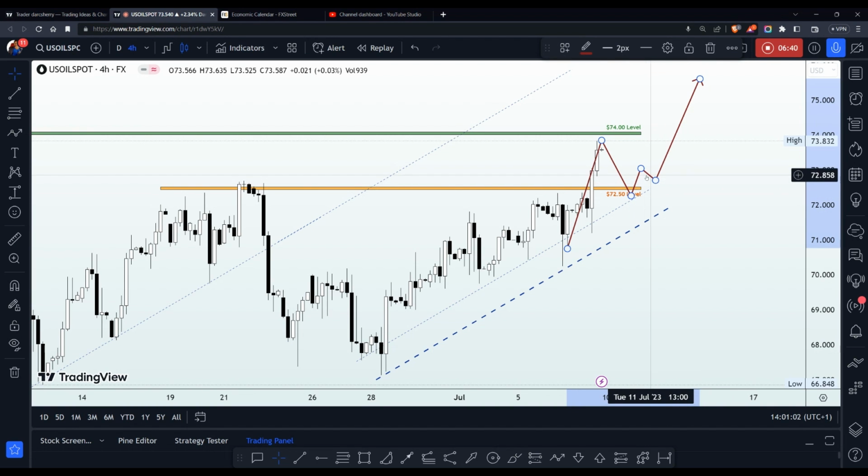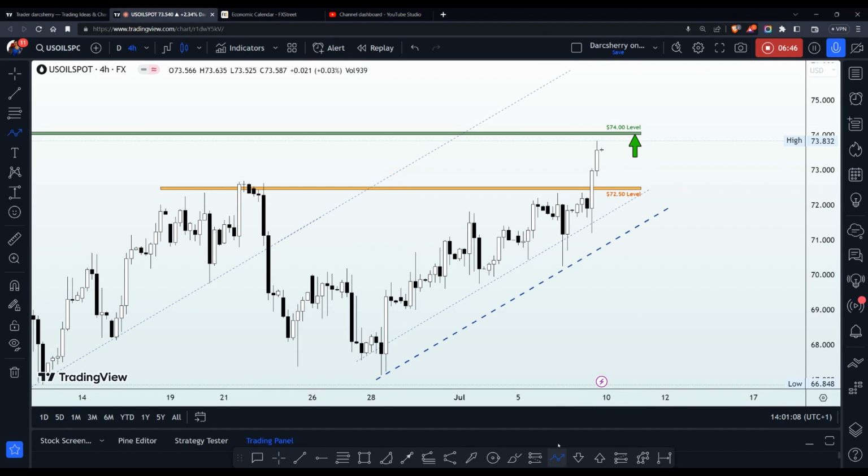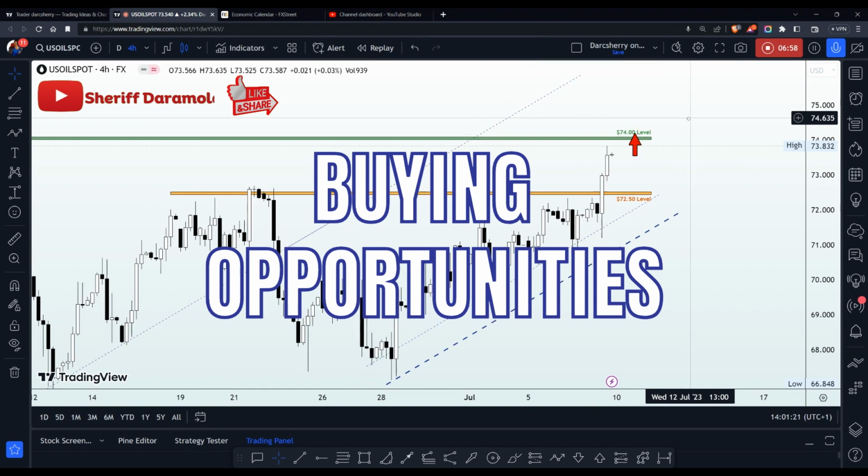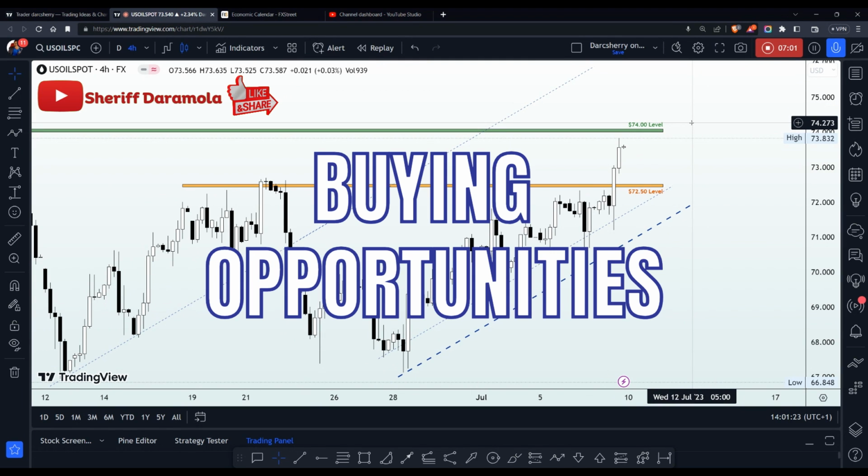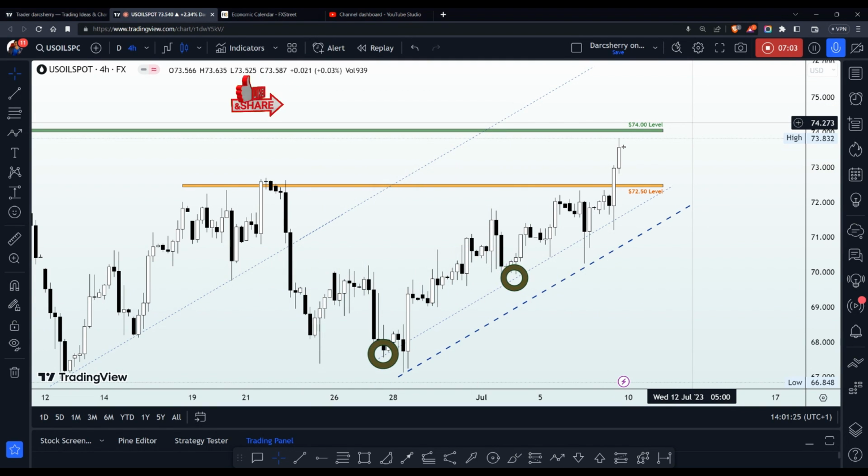However, if price action does not drop into the $72.50 area but instead continues to find higher highs, then a breakout of the $74 level will be welcoming a buying opportunity in this market. So for the new week here, I'm still leaning more towards buying the US Oil spot, based on the continued higher highs and higher lows we've noticed here in the last 3 to 4 weeks now.